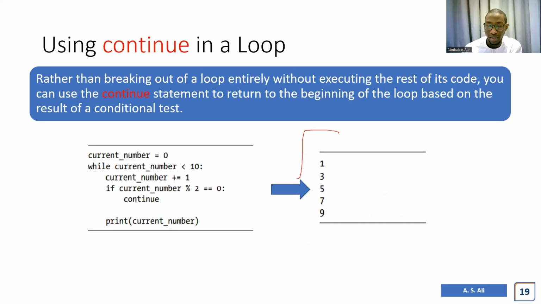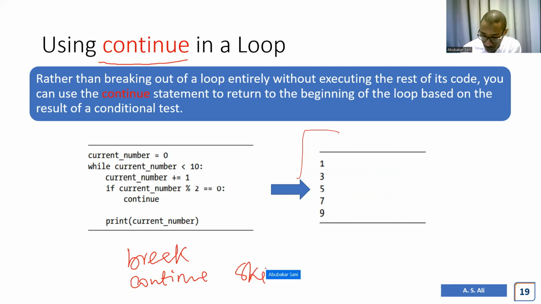So another statement is the continue statement. Apart from the break, we have also something called the continue statement. For the break, we are getting out of the loop entirely, but for the continue, we are skipping that iteration. We're going to skip. So let's look at this example. While current number, okay, current number is 0. As long as the number is less than 10, we want to run this loop.